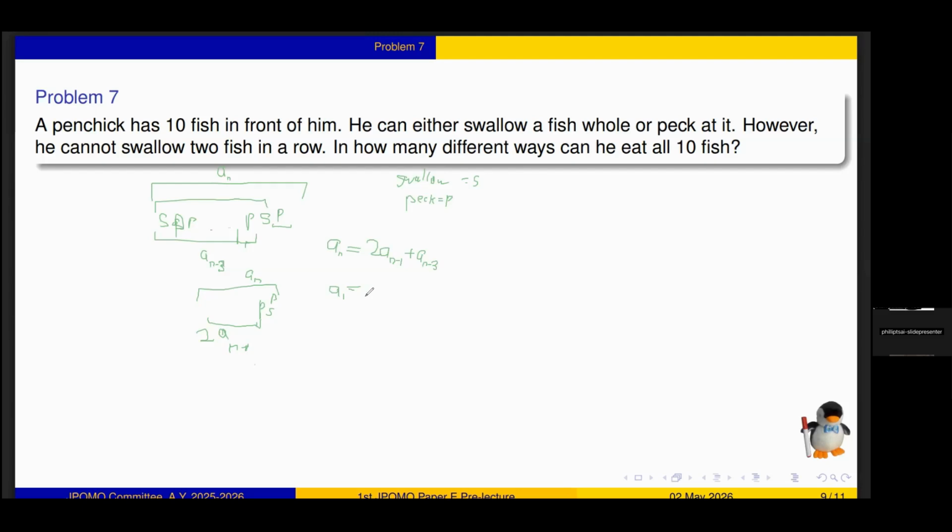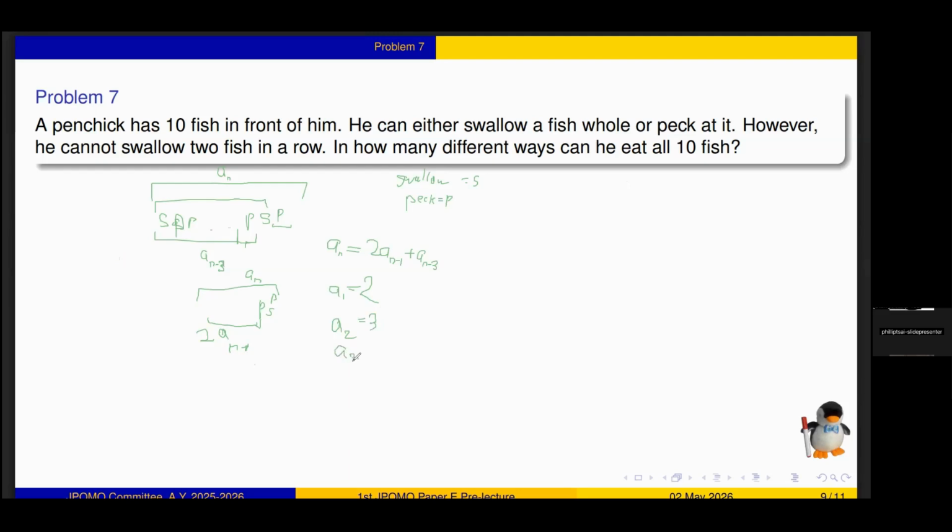For the first fish, he has two ways. Penchick has two ways to do so, and similarly for two fish. Well, it cannot have SS, which is swallow times swallow and another swallow. So it's two squared minus one, which is three.